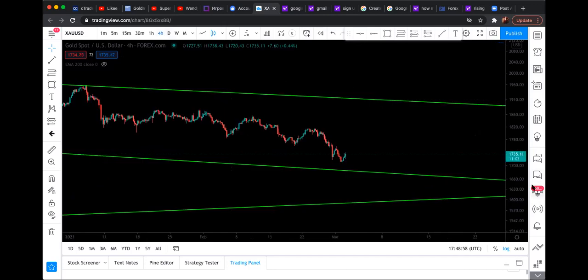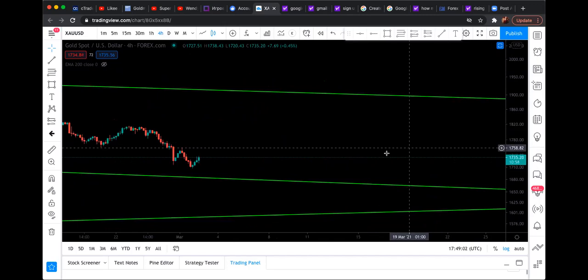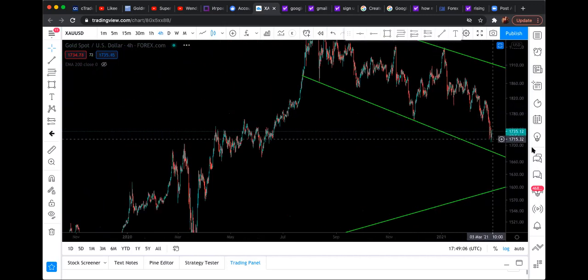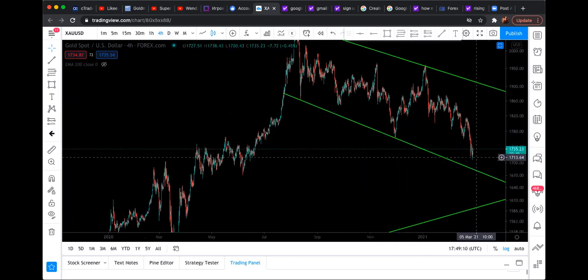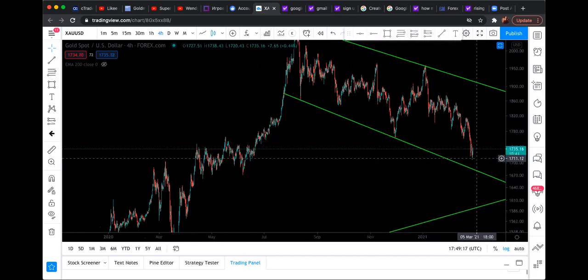Now, on the 4 hours over here, as we are seeing, price dropped to this area here that you see, and then it rejected. Do you get what I'm trying to explain? It dropped to this previous area here. There is a rejection. There is a rejection over here.